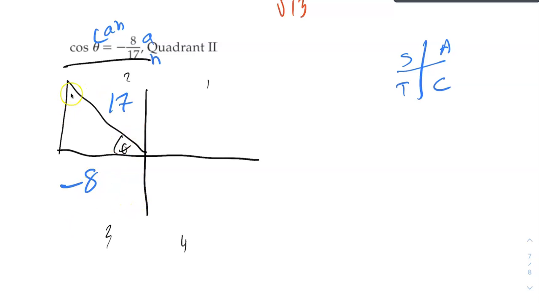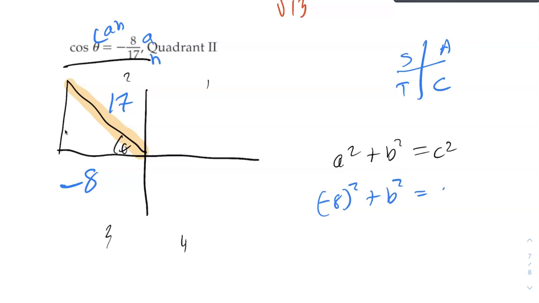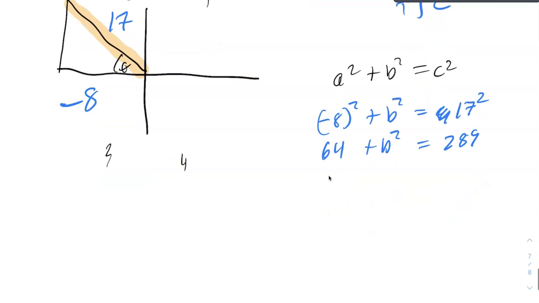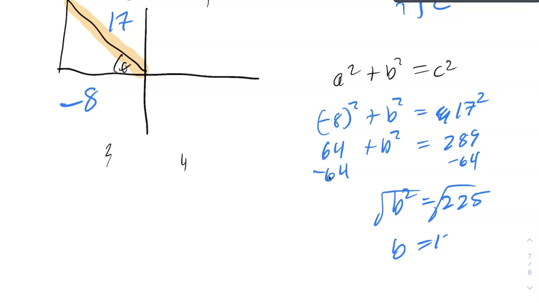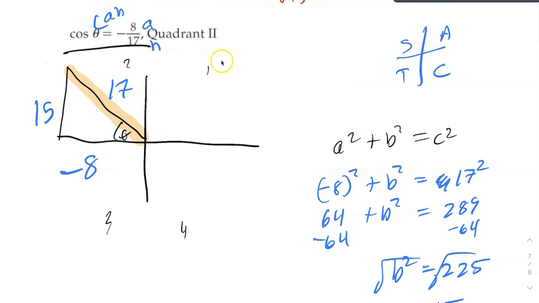Anyway, I have to find my missing side. So we're going to do a squared plus b squared equals c squared. Remember, c is always our hypotenuse. So we get -8 squared plus b squared equals c squared. A and b don't matter, I just made it 8 for some reason. So we simplify: 64 plus b squared equals 289. Subtract 64, so b squared equals 225. Square root of that is 15. Plus or minus? Well, it went up, so positive. If you don't know that, we'll talk about that.